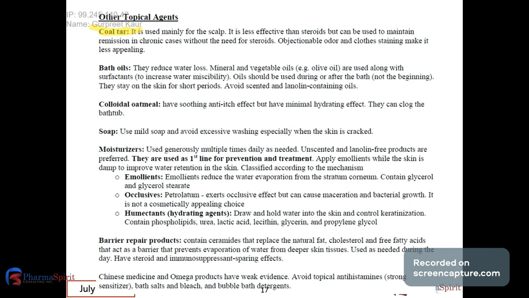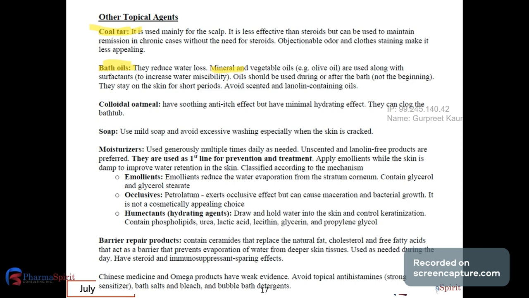Patients also may need to use bath oils, and this is an important one to remember. Bath oils reduce water loss. After the patient has a bath, the skin gets really hydrated, and what we try to do is seal this hydration in the skin. So after the patient takes a bath, we apply this bath oil. What oils do we use? Mineral oil is used, and sometimes we can also use vegetable oil. Some patients love to apply olive oil to the skin because it helps to soothe the skin.